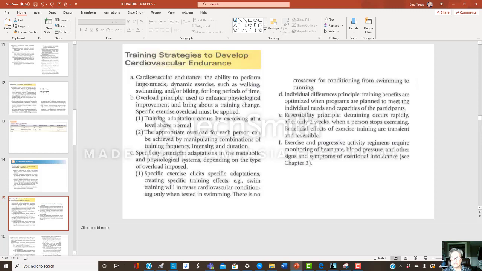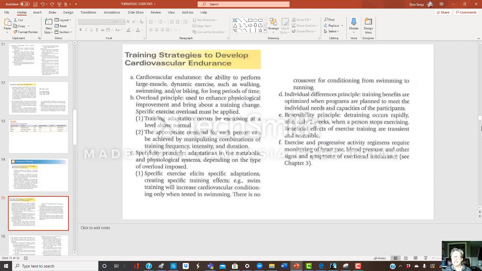Individual differences principle. Training benefits are optimized when programs are planned to meet the individual needs and capacities of the participants. Reversibility principle. Detraining occurs rapidly after only 2 weeks when a person stops exercising. Beneficial effects of exercise training are transient and reversible.